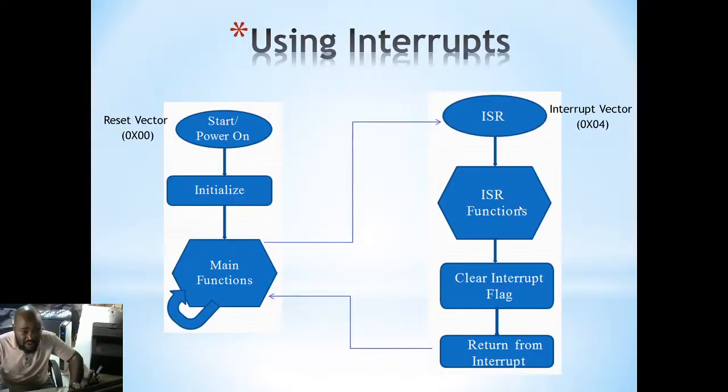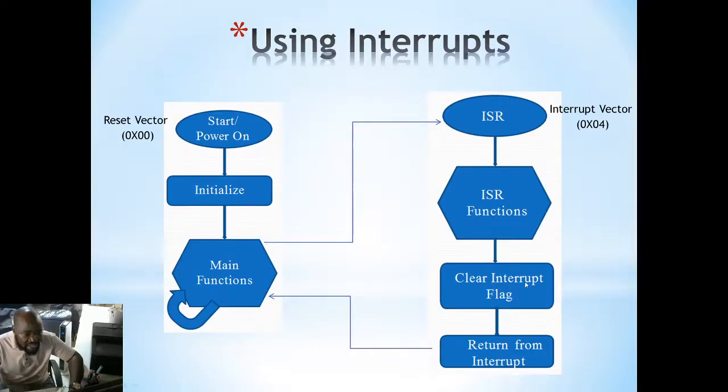When it gets to address 04, it performs whatever is supposed to happen in the interrupt service routine, and then it clears the interrupt flag before it returns from the interrupt. It has to clear the interrupt flag. The interrupt flag is an indication that the interrupt took place. This interrupt flag is set automatically and takes your microcontroller to the interrupt service routine. You need to service the interrupt and clear the flag before you return.